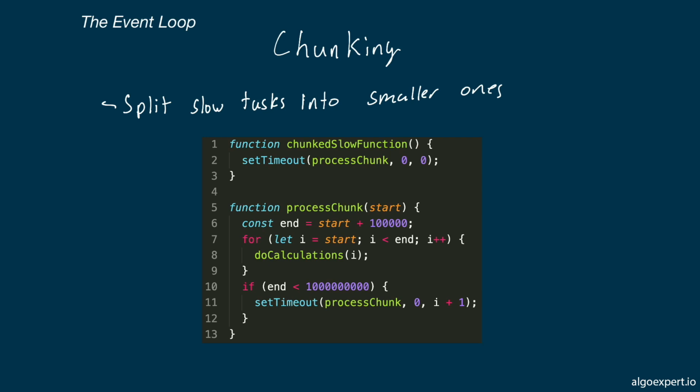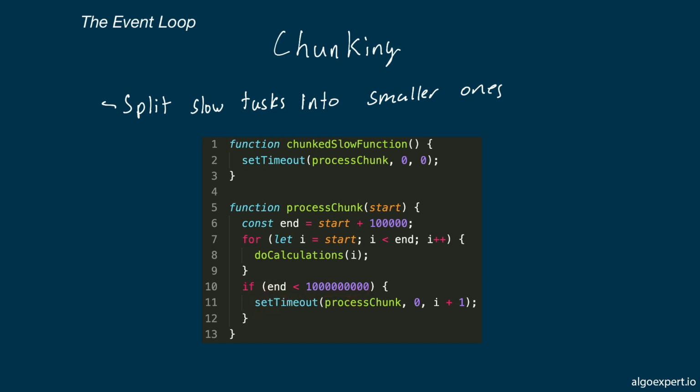Inside of the process chunk function, we process 100,000 iterations of this loop, but you would need to determine how many to process based on your own use case. Then we call another setTimeout to call process chunk again. This would keep happening until we hit this huge end value here.